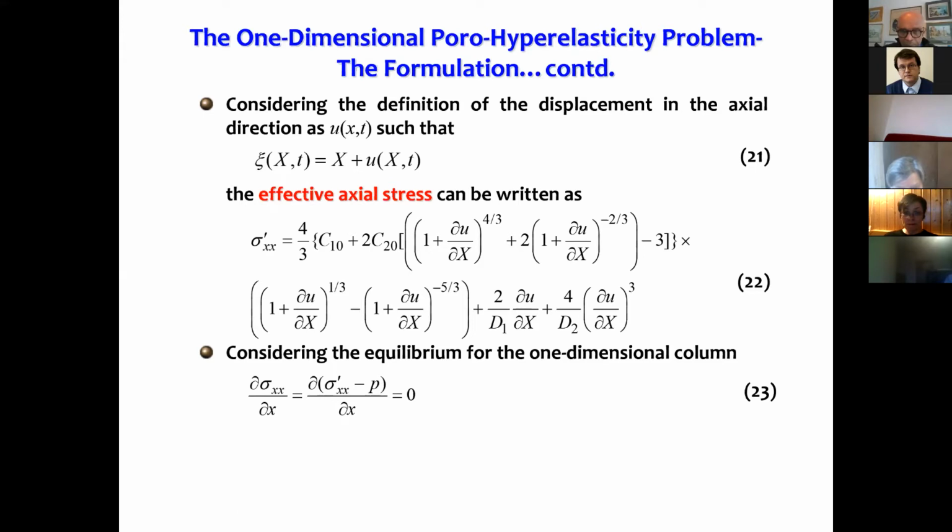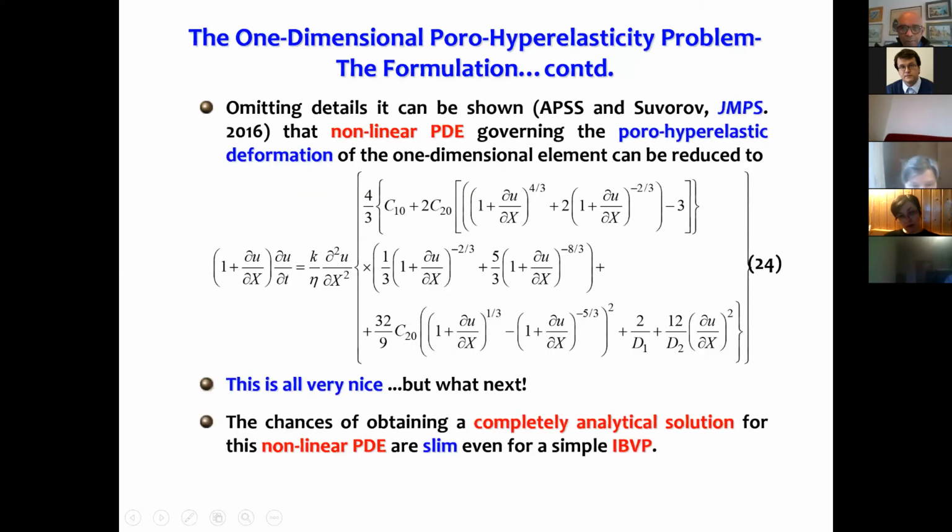And if I substitute the expression for the stress in the single equation of equilibrium, I get a very complicated nonlinear partial differential equation for the displacement there. So this really looks like a nice complicated equation, but what can you do with it? This is really the basic question.